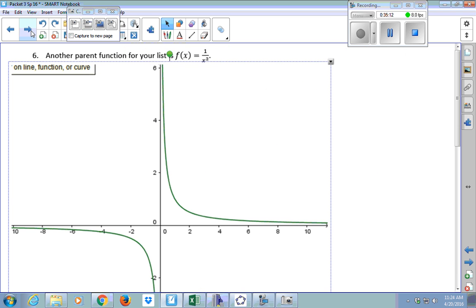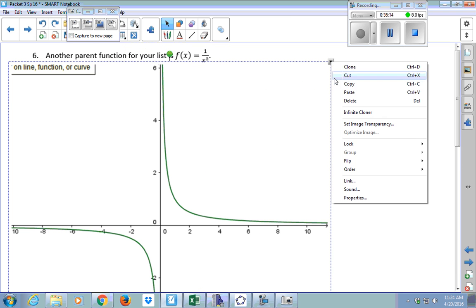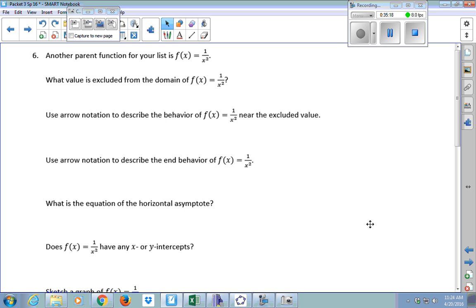Okay. All right, so let's take a look at this function right here. It's another parent function, 1 over x squared. What value is excluded from the domain of this function? 0, same thing.